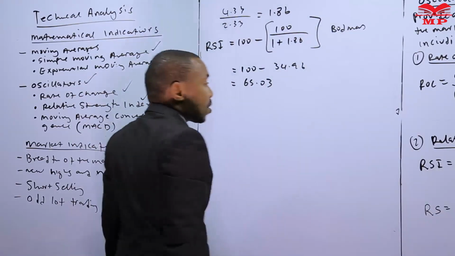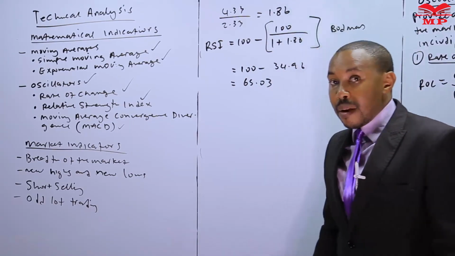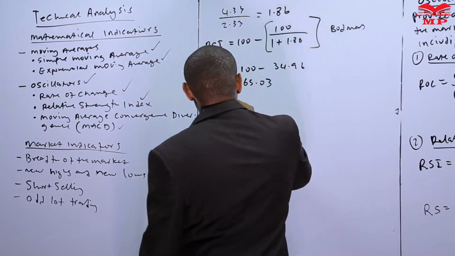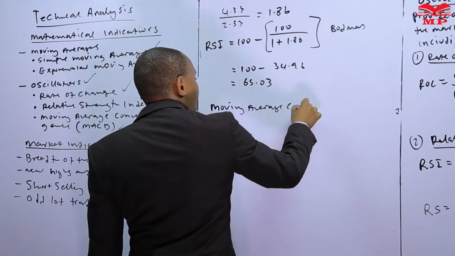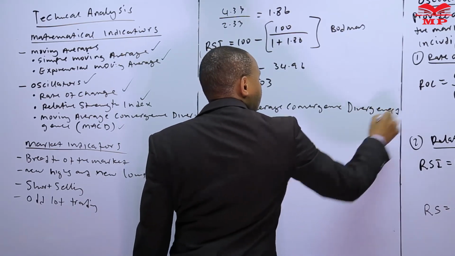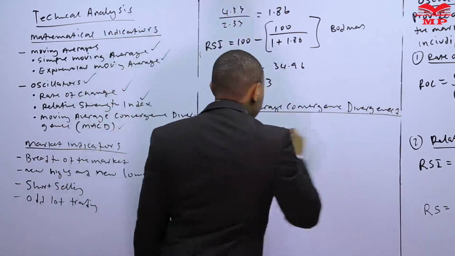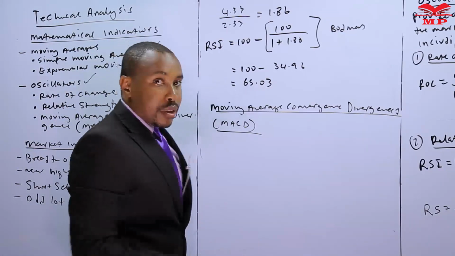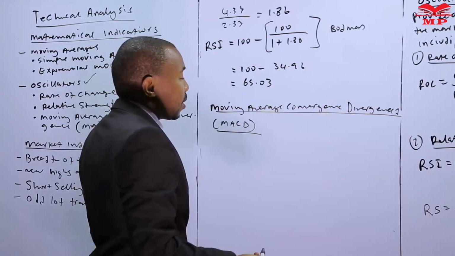Having looked at the relative strength index, we can move on and look at the moving average convergence divergence, MACD, which is a very important oscillator for technicians. Moving average convergence divergence, in brackets MACD. The moving average convergence divergence is a pretty simple concept, because it tries to indicate the strength of the market. And how do we compute it?